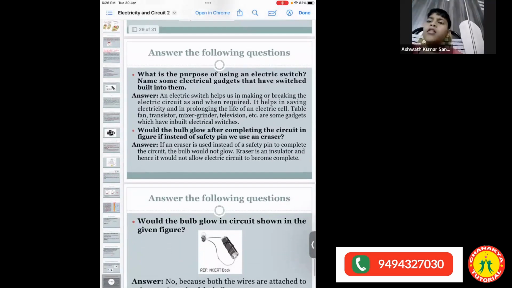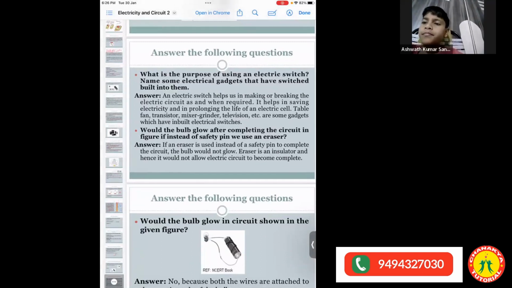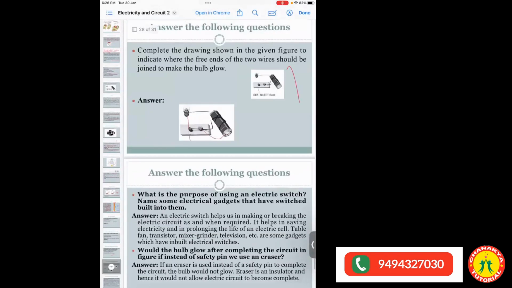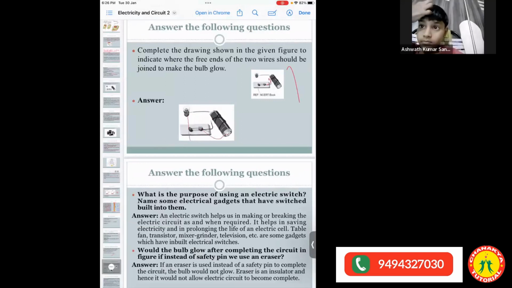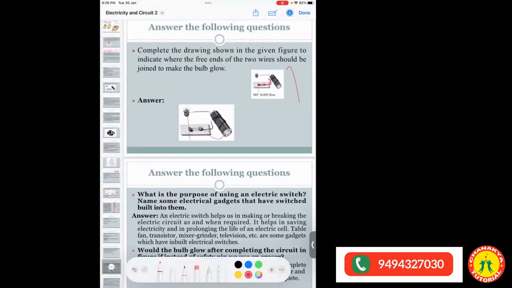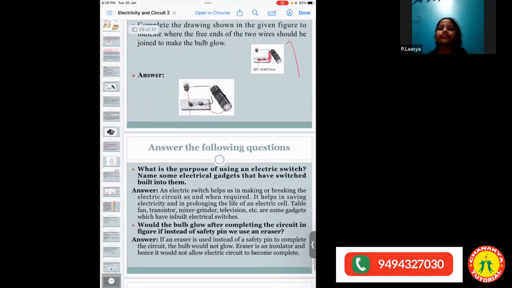Ma'am, the arrangement is wrong. Yeah, the arrangement is also wrong in that picture. They have connected directly from one end only, not both the sides. Ma'am, I meant that the battery is also not good.